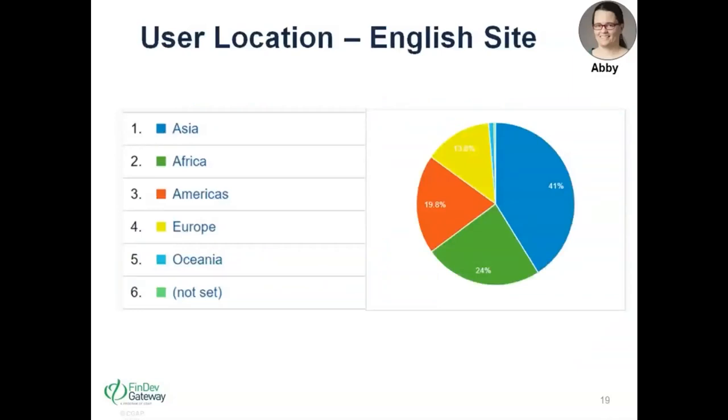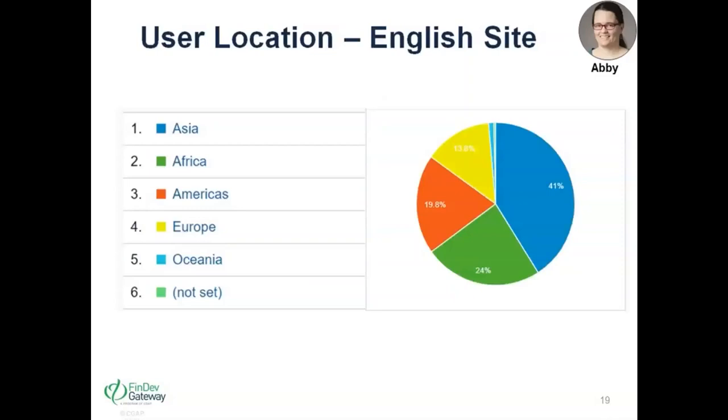Where are our users coming from? So for the English site, as you can see, the biggest chunk of them come from Asia. And within Asia, our top country where we get visits from is India. And then after Asia, we have Africa, Americas, and Europe, where our users come from.